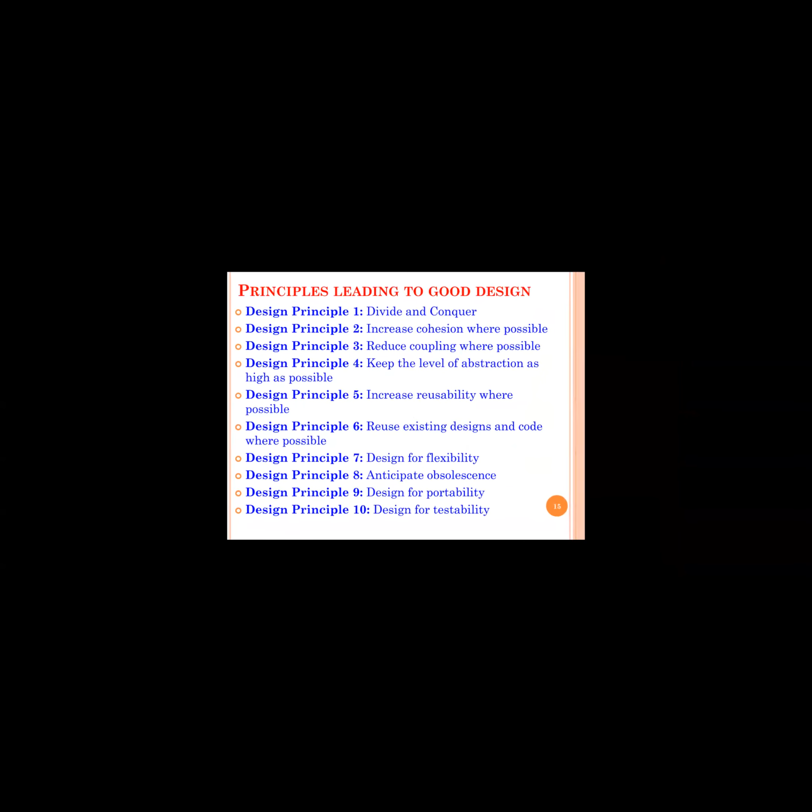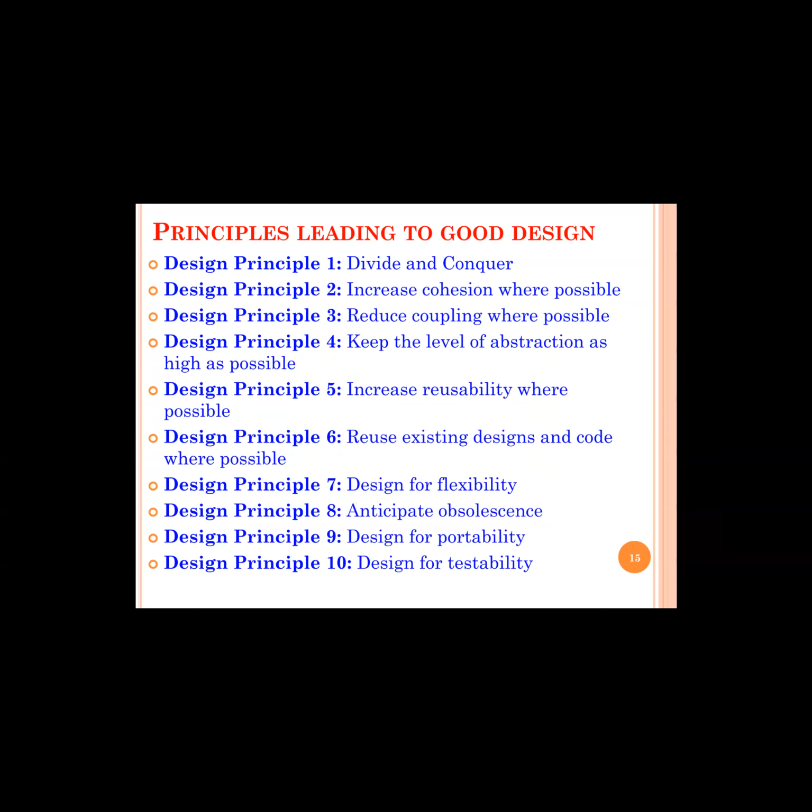The same way, the 10th one, design for testability. So it should have the option for all kinds of testing, say black box testing, white box testing, third party testing process, alpha testing, beta testing, and usability testing. Then only the product or the research work will be universally accepted by all the people. So these are the 10 design principles we need to consider while going for good design decisions.